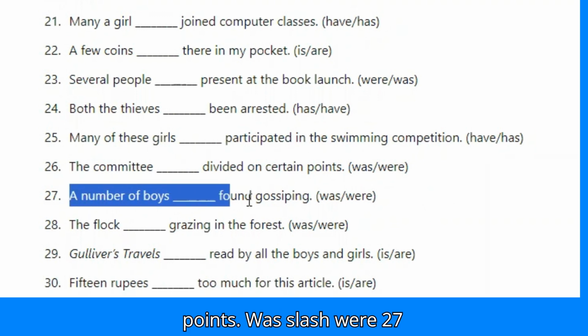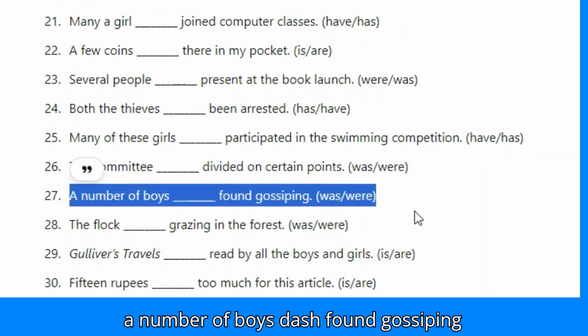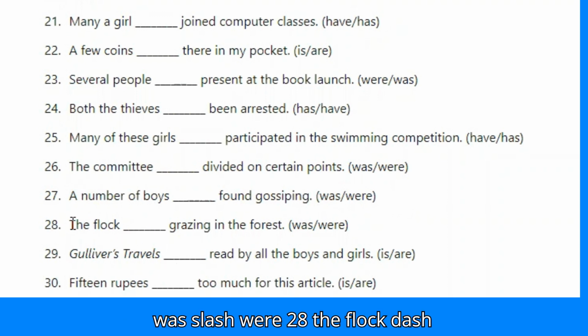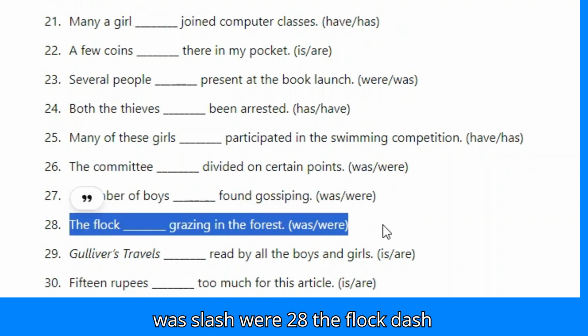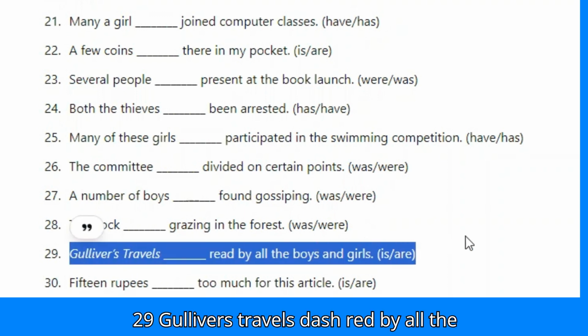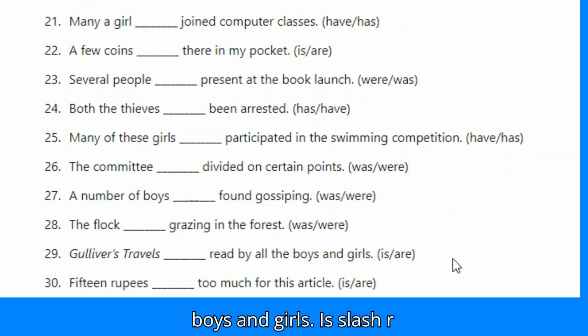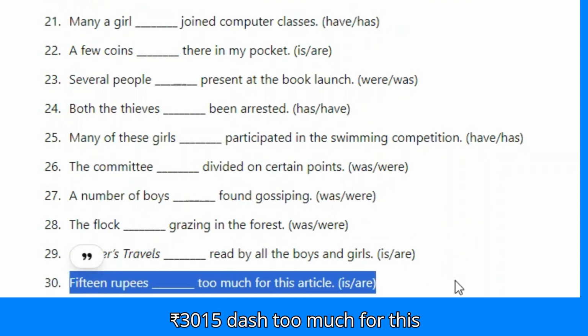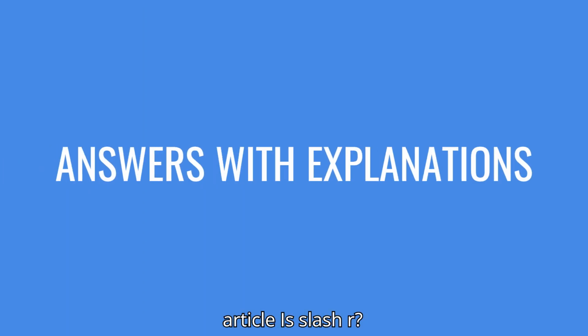26. The committee divided on certain points. Was/were. 27. A number of boys found gossiping. Was/were. 28. The flock grazing in the forest. Was/were. 29. Gulliver's Travels read by all the boys and girls. Is/are. 30. 15 rupees too much for this article. Is/are. Here are the answers to the exercise along with explanations.